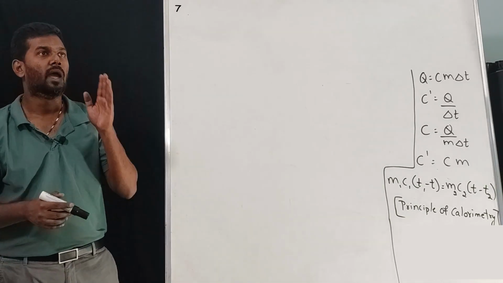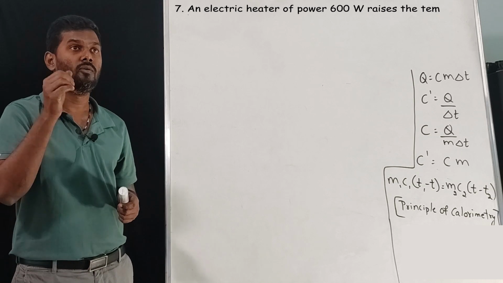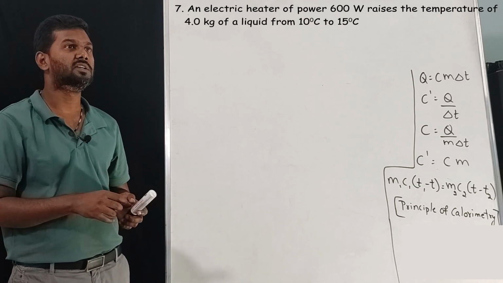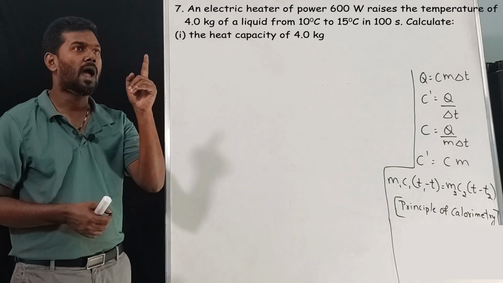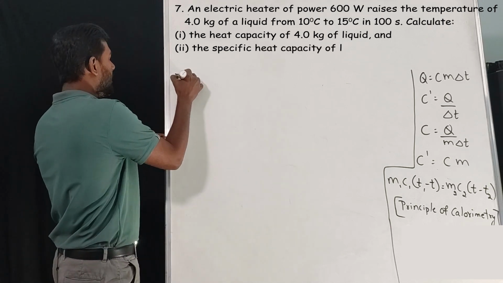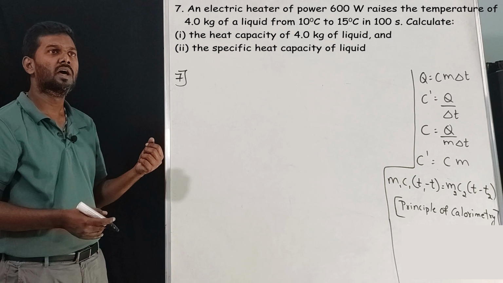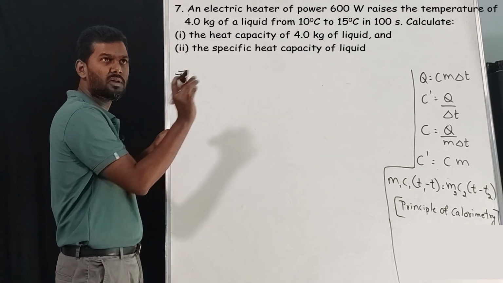Our next question: an electric heater of power 600 watt raises the temperature of 4 kg of liquid from 10 degrees Celsius to 15 degrees Celsius in 100 seconds. Calculate the heat capacity and specific heat capacity of the liquid. Okay, first we'll write the given data. This question is related to the previous question, that is question number 6. So first we'll write the given data, then we'll find the answer using the formula.